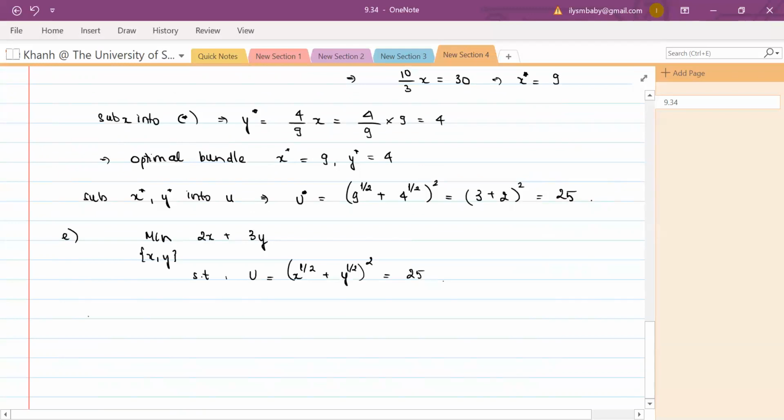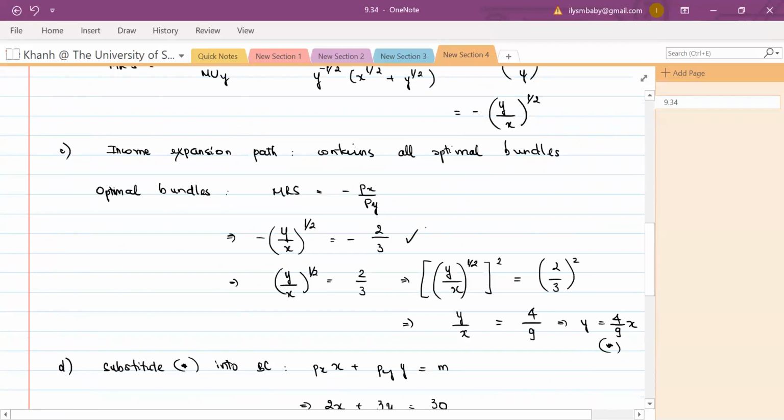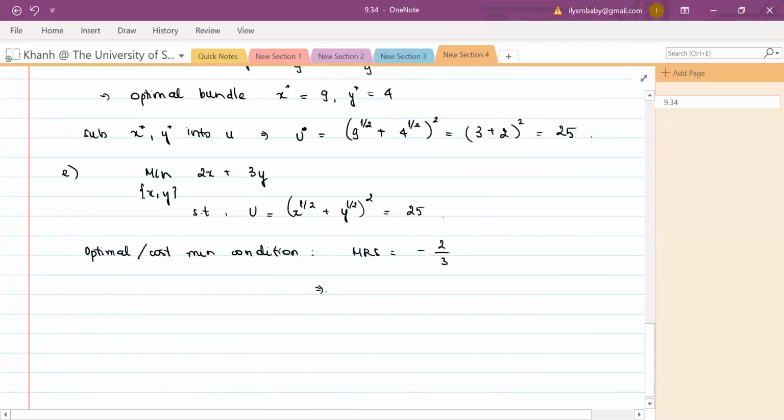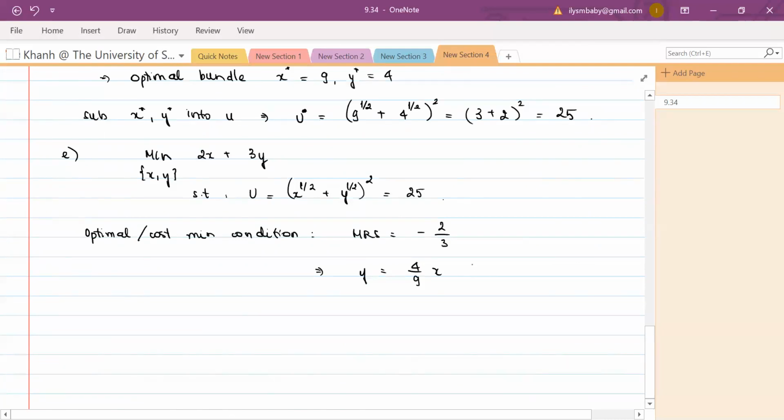So again, the cost minimizing condition is that the consumer is consuming at the bundle where the marginal rate of substitution is equal to the price ratio. It's exactly the same condition as we found earlier, so nothing different. y is still equal to 4/9 x. That's just the star condition from before.